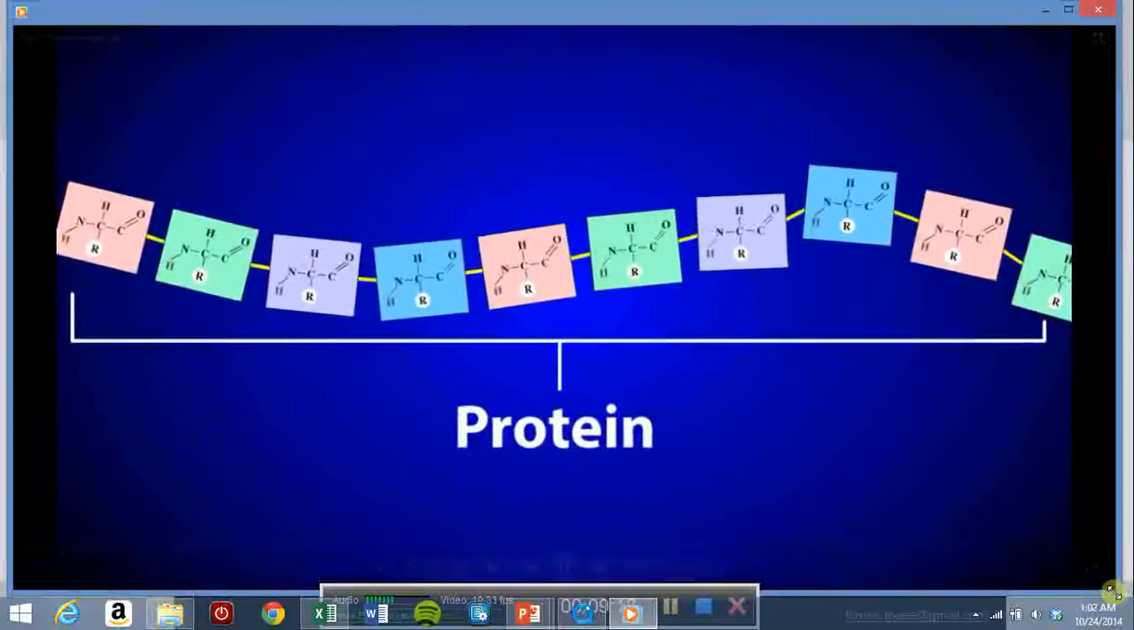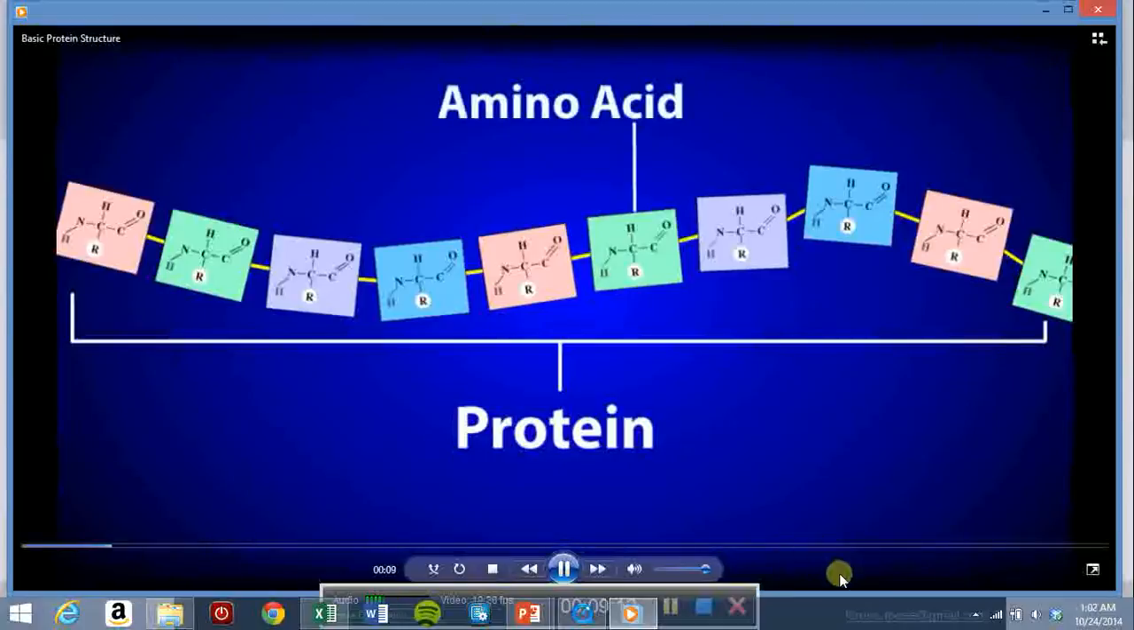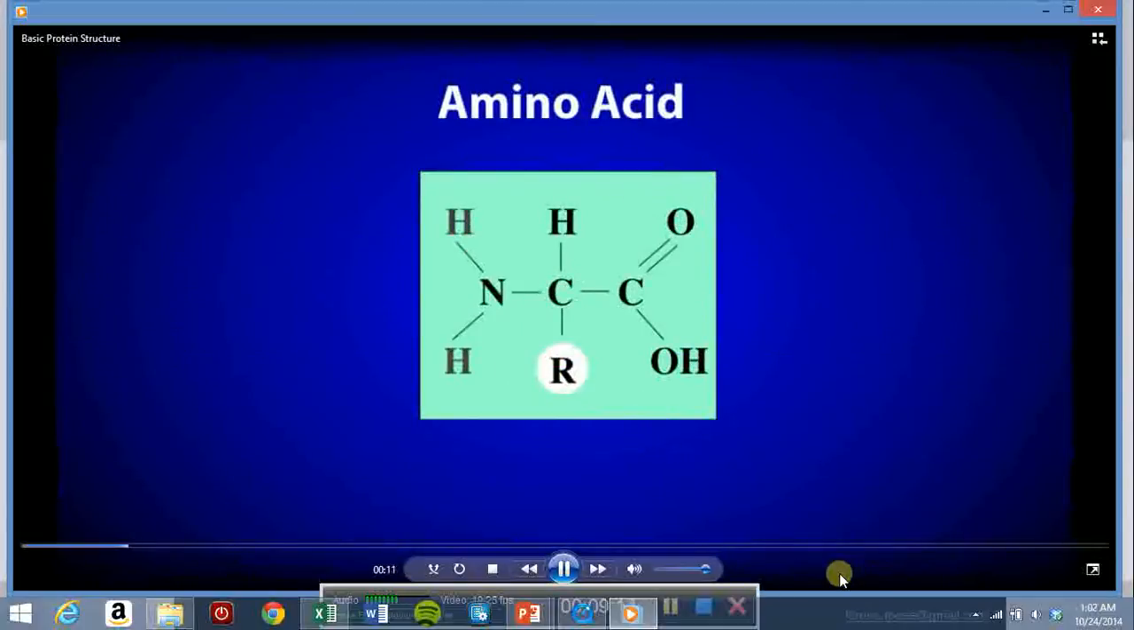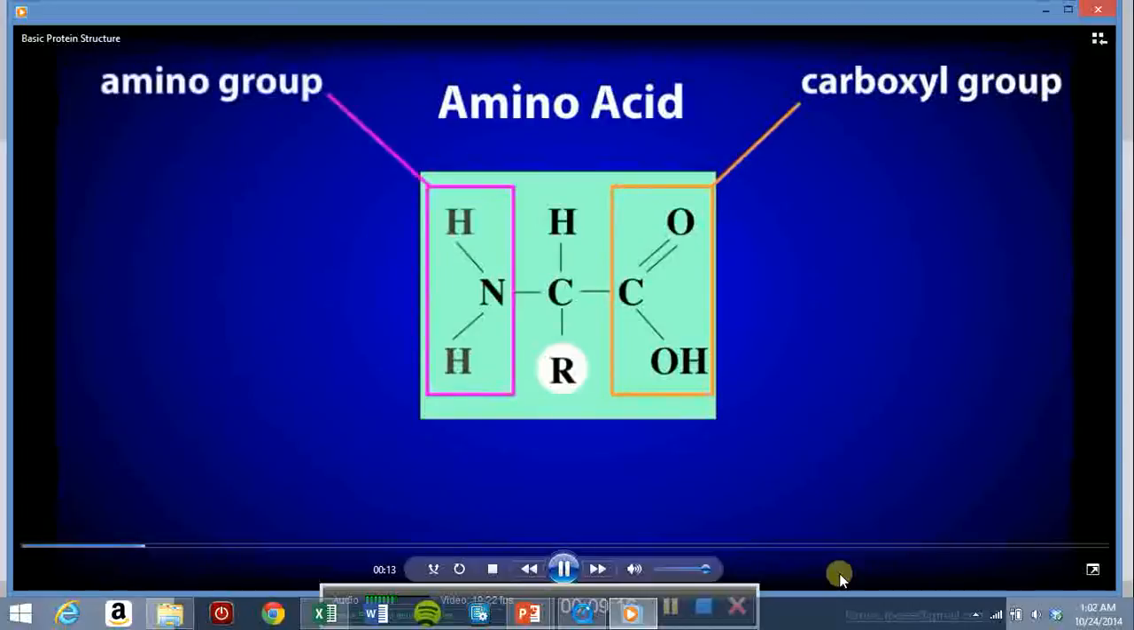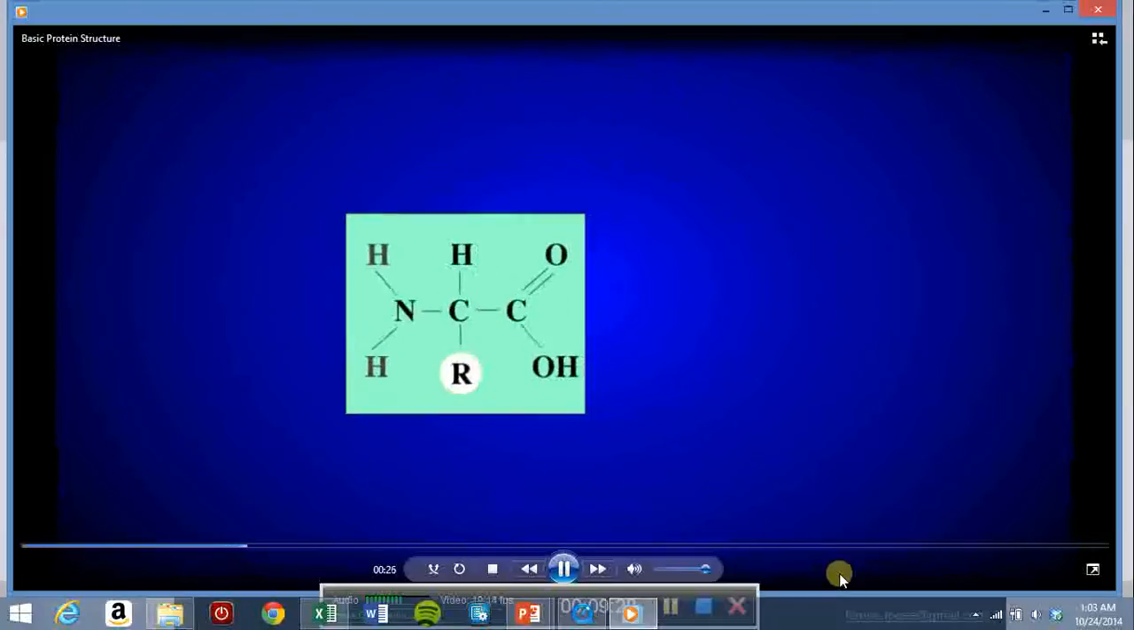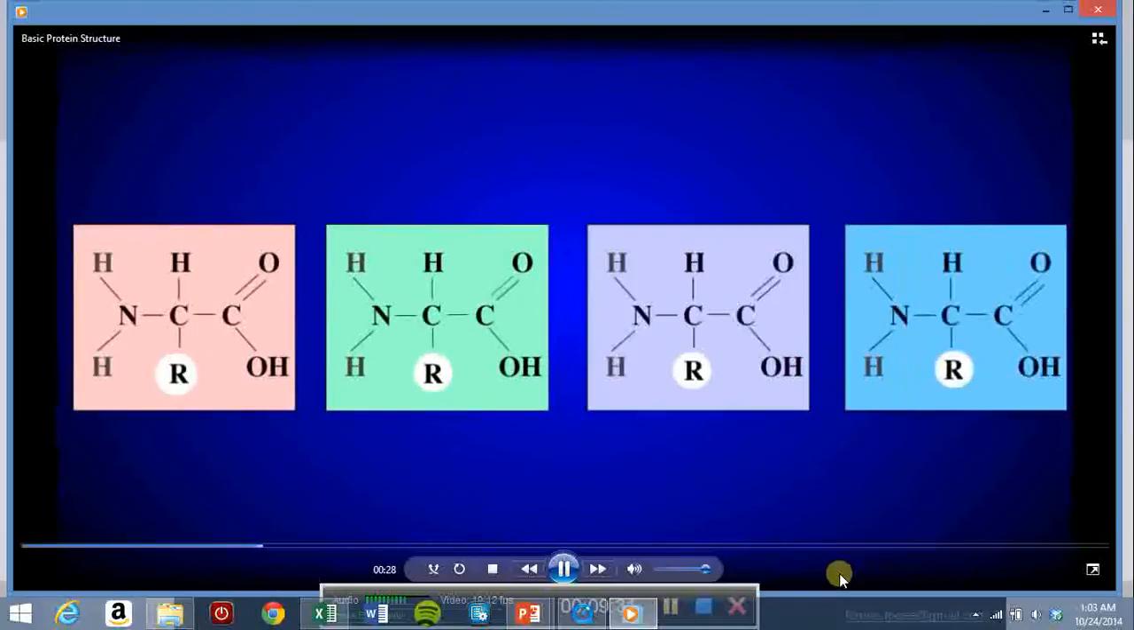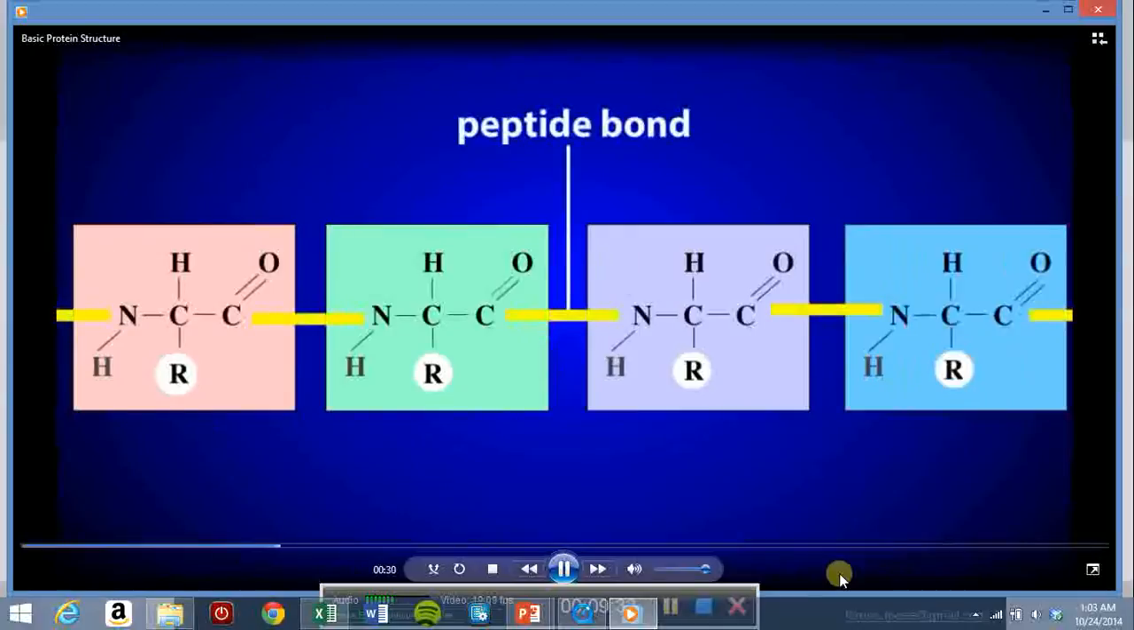Proteins are made from long chains of amino acids. Amino acids all have a similar structure, with carboxyl and amino functional groups. What makes each amino acid unique is the presence of a variable, or R group. The R group gives each amino acid its chemical properties. Amino acids are linked together by peptide bonds, forming long polypeptide chains.